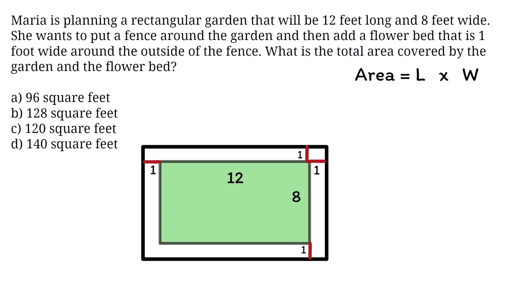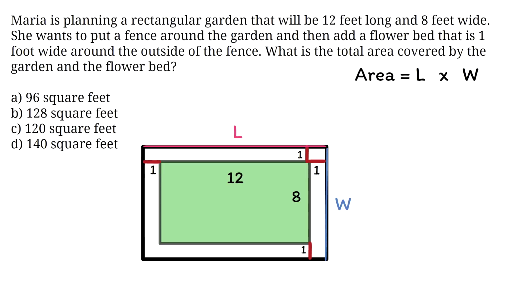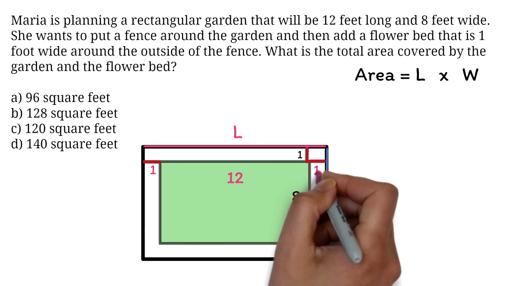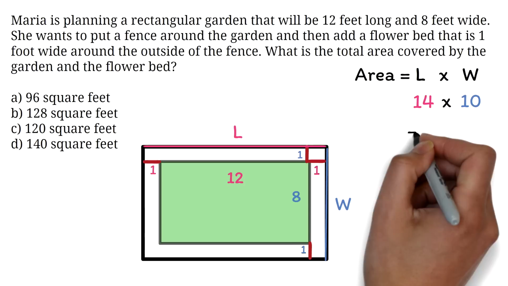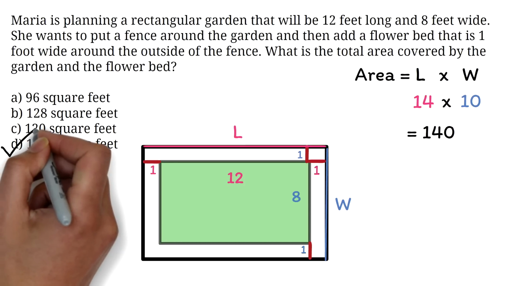To find the total area covered by the garden and the flower bed, we need to find the total length and the total width. The full length is the length of the garden, that is 12, plus the 1 foot added on both sides, so the length is 14. The full width is the width of the garden, which is 8, plus the 1 foot added on both sides, so the width is 10. To find the area, we just have to multiply this. 14 times 10 is 140. So the correct answer is option D, 140 square feet.